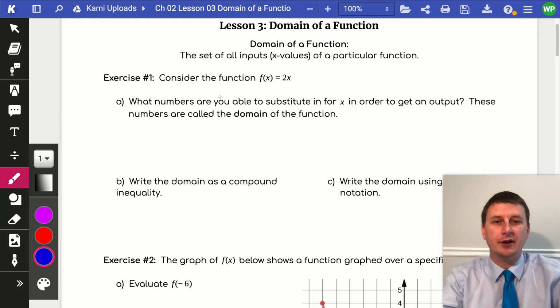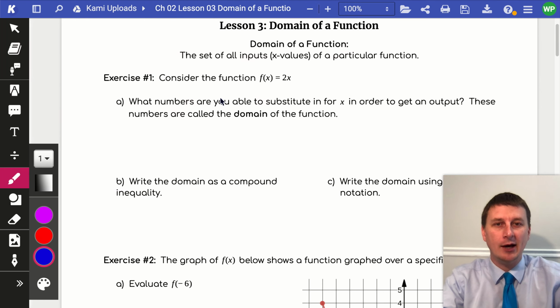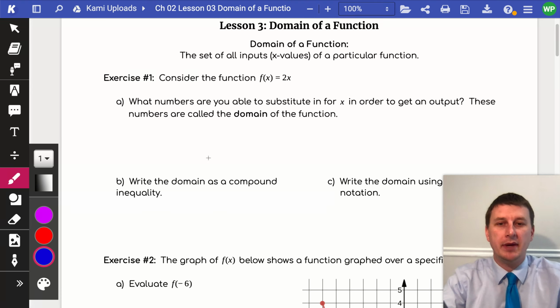Let's consider the function f of x equals 2 times x. So what numbers are you able to substitute in for x to get an output? And it could be any output as long as it is an output. And those numbers are called the domain of a function. So for example, can you substitute in 3 into that function? Could you get an output if you got 2 times 3? And the answer is yes. You'd get f of 3 is 2 times 3 is 6.